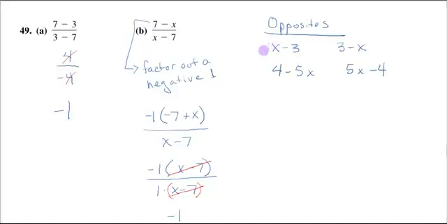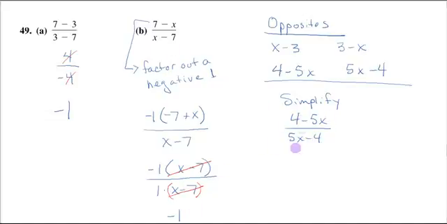So this x is a positive here, over here it's a negative. This 3 is a negative, and over here it's a positive. Same with this, a positive 4, but this one's a negative 4. A negative 5x and a positive 5x. So if we were to simplify something like this, so if we want to simplify 4 minus 5x over 5x minus 4, then we end up with something very similar to this.